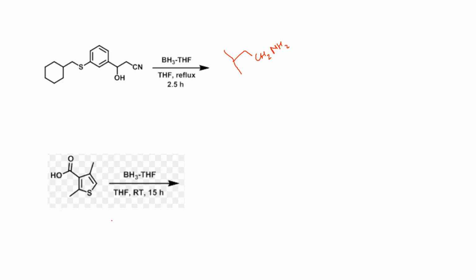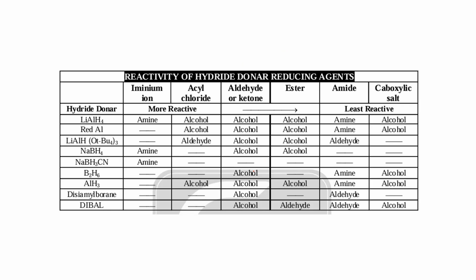Okay. Next is this one. There is an acid group, so the acid group will be reduced to give this primary alcohol, as our product. Okay. Let's go to the next question.